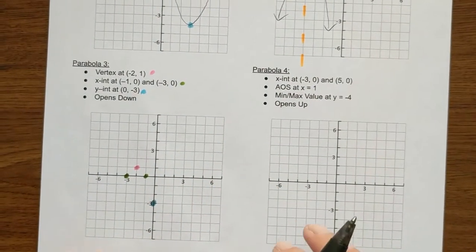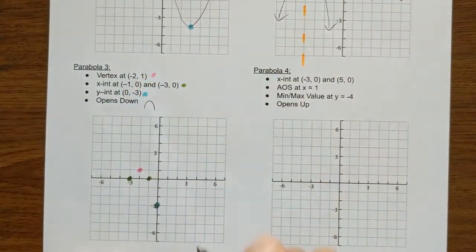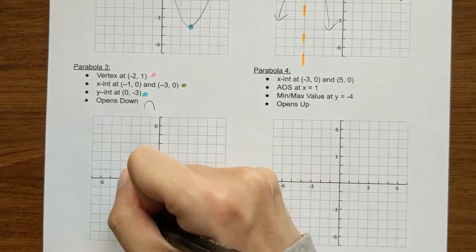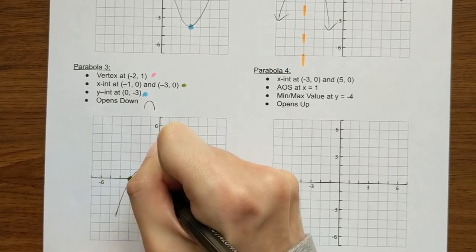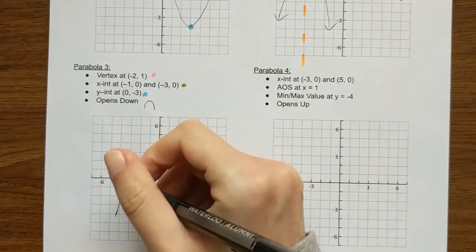And my parabola opens down, so it is going to be shaped like an N. We can already see it taking shape here. And let's go this way. Good.